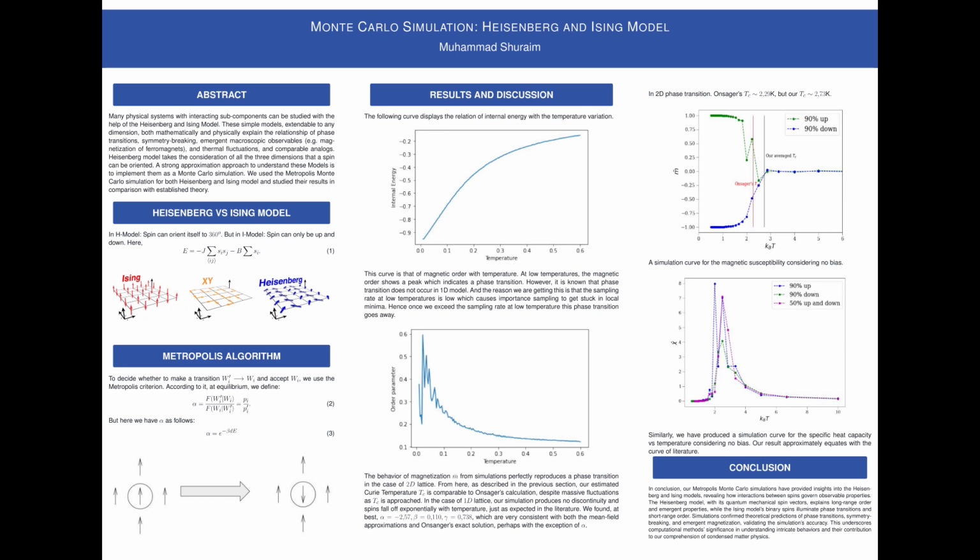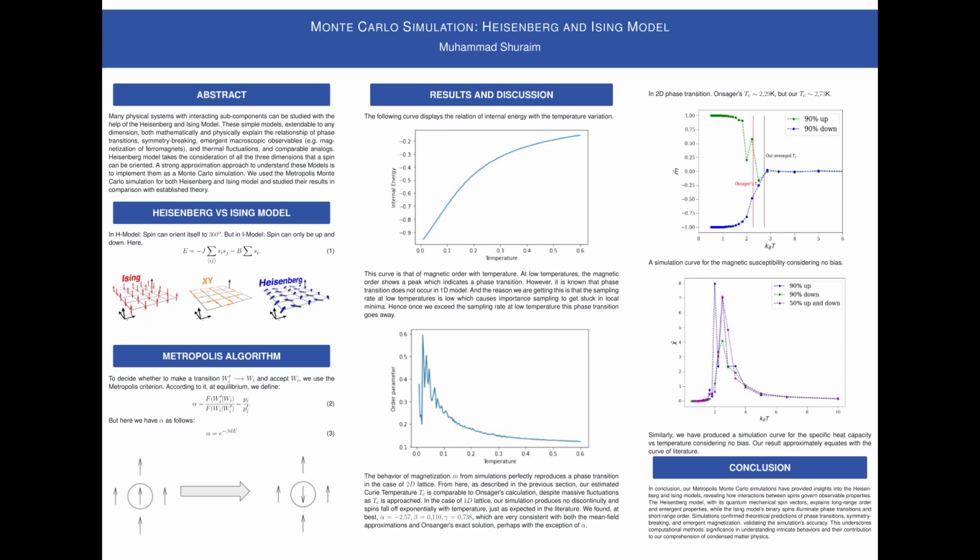At low temperature, the magnetic order shows a peak, which indicates a phase transition. However, we know that a phase transition does not occur in the 1D model, and the reason we are getting this is that the sampling rate at low temperature is low, which causes importance sampling to get stuck in a local minimum. If we increase the sampling rate at low temperature, this phase transition goes away. We have not done that because it is computationally expensive.